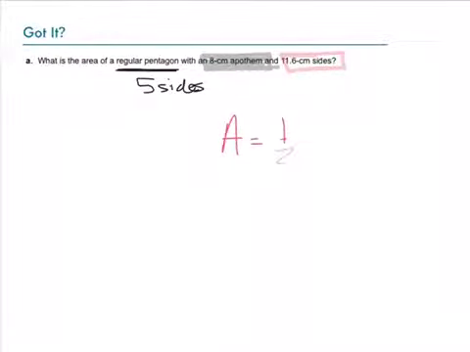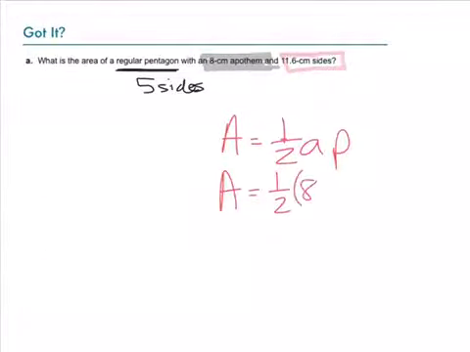Area equals 1/2 AP. That's my formula. I'm going to go ahead and plug in the apothem. That's the height. They said it's 8. But I do need to find the perimeter. So remember, my perimeter equals N times S. N is the number of sides. If this is a pentagon, it has 5 sides. And S is the length of a side, 11.6, they told me.